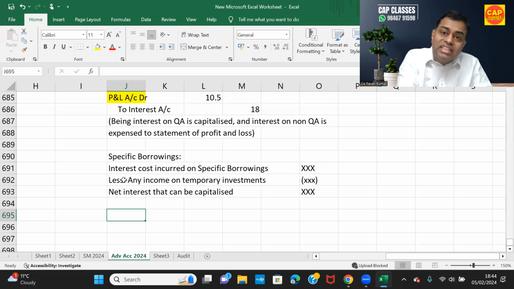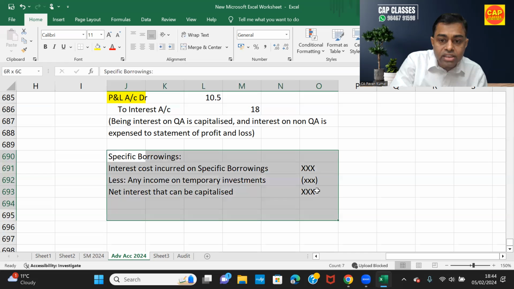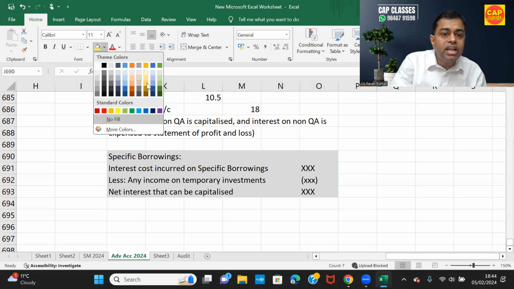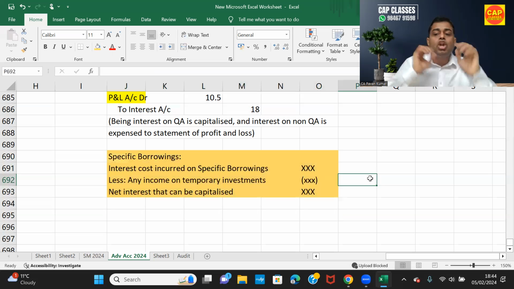Sir, I have paid 12 crores as interest, but during these 8 months, whatever money I invested, I earned income of 8 crores. Then the borrowing cost that can be capitalized is the actual interest cost incurred, 12 crores, minus interest income from those temporary investments, 8 crores. So only 4 crores can be capitalized. That is this pro forma. Do you understand this? Is it making sense? Is accounting making sense? See how simple the concepts are, how simple the logics are.